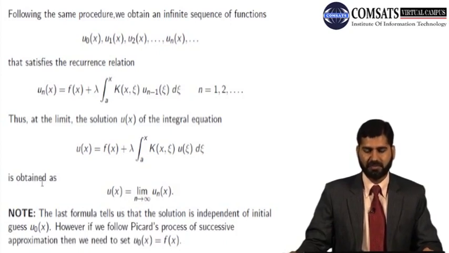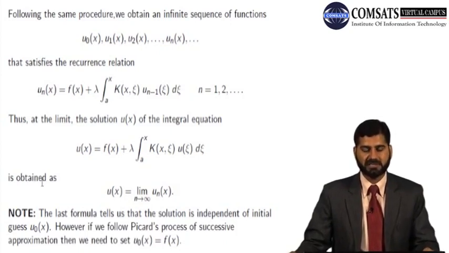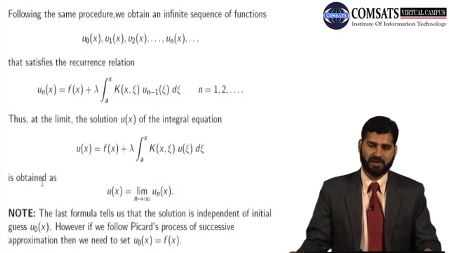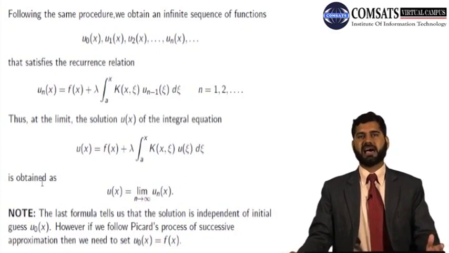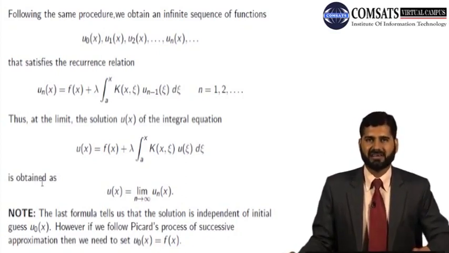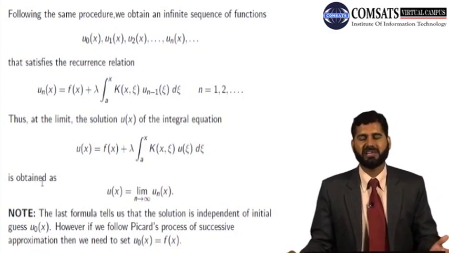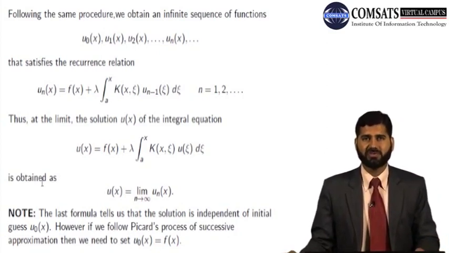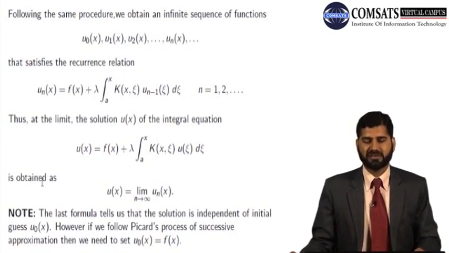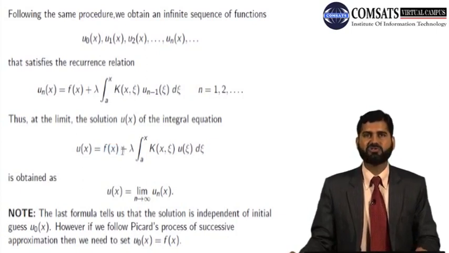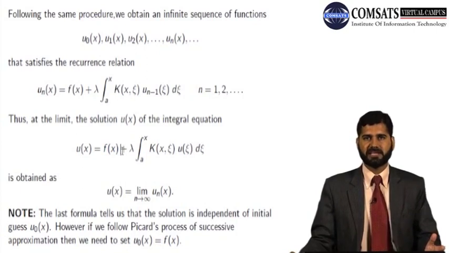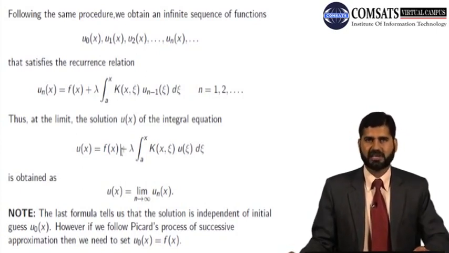However, if we follow Picard's process of successive approximation, then we need to set u naught x equal to f of x. Picard suggested that when you look for different u naught x, maybe sometimes it will give you a convergent sequence, and maybe it doesn't give you a convergent sequence for some choices. So he suggested: start with the function f of x, which is appearing in your integral equation. Take that f of x to be your u naught x. This will give you a convergent sequence all the time. All right, so this is Picard's process.